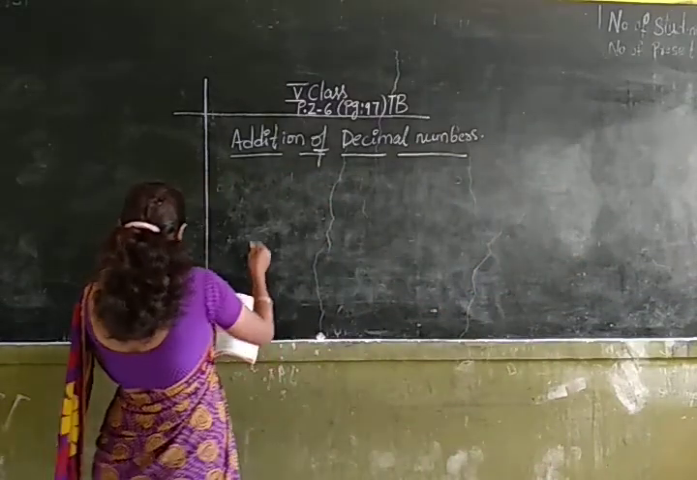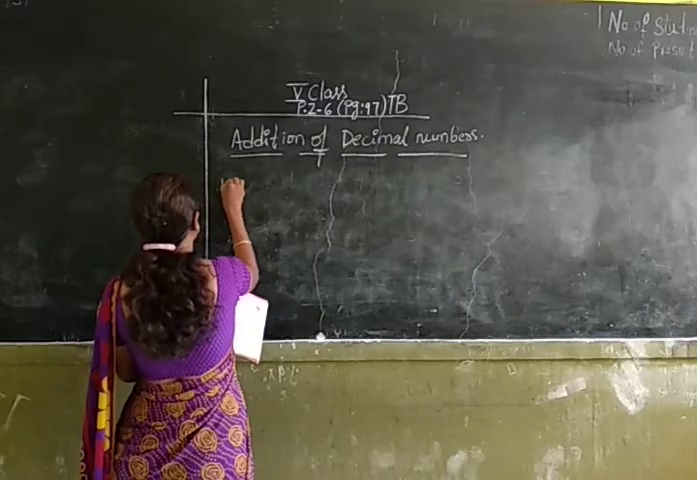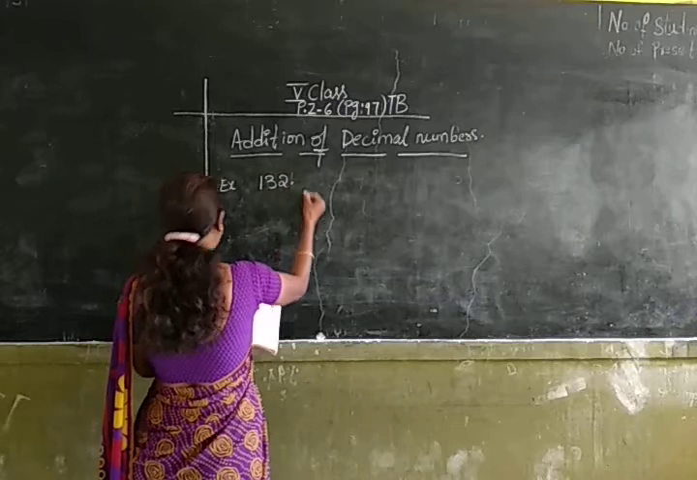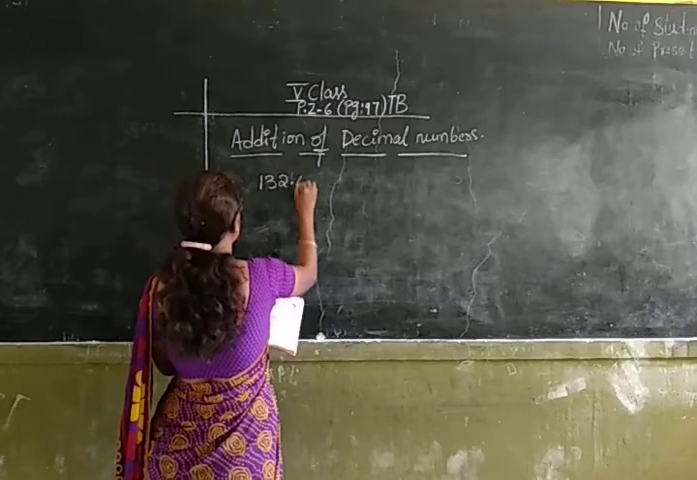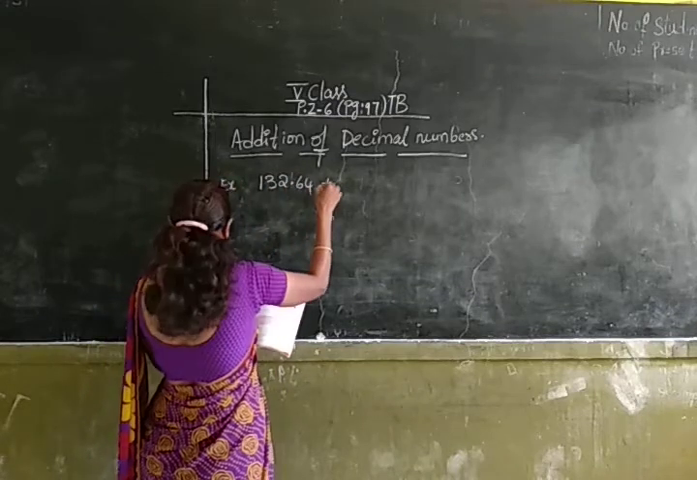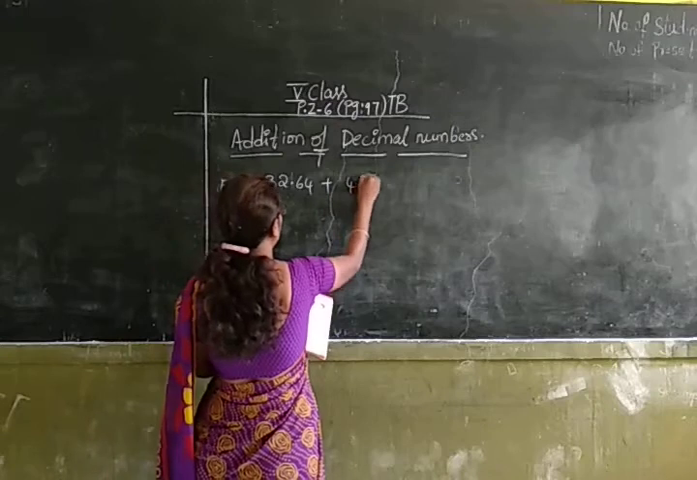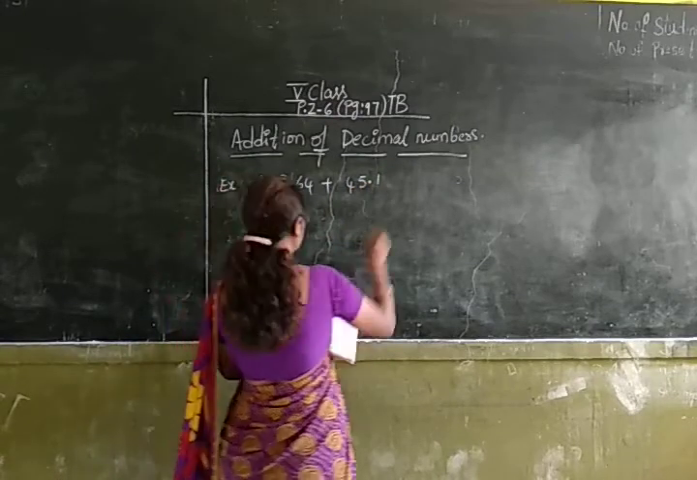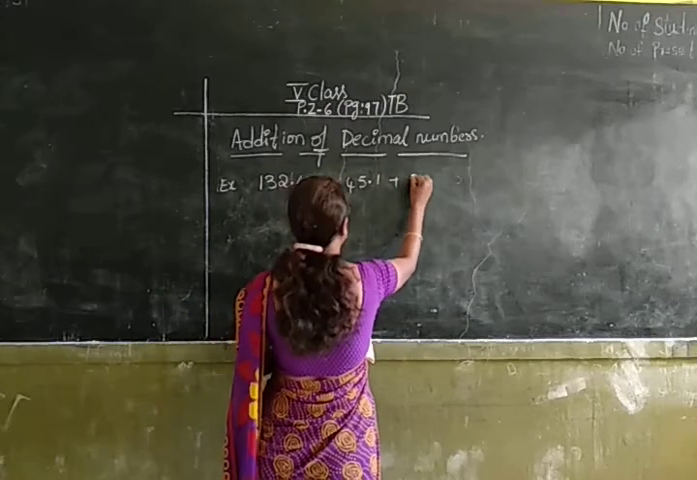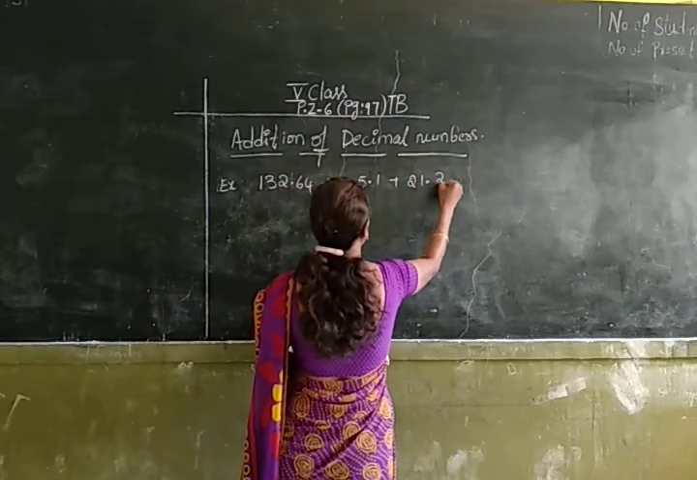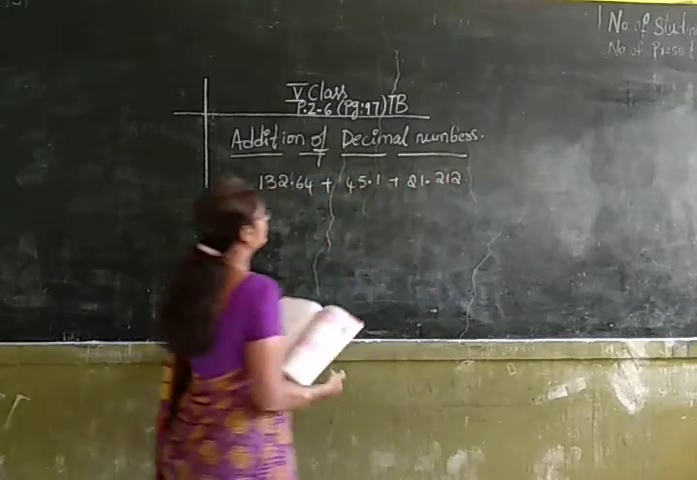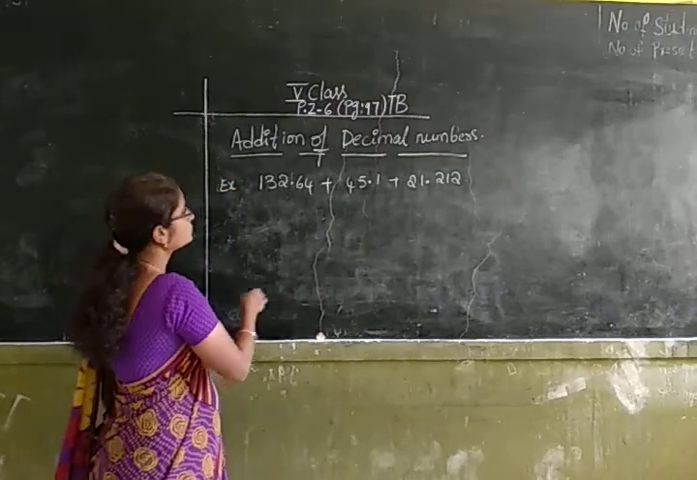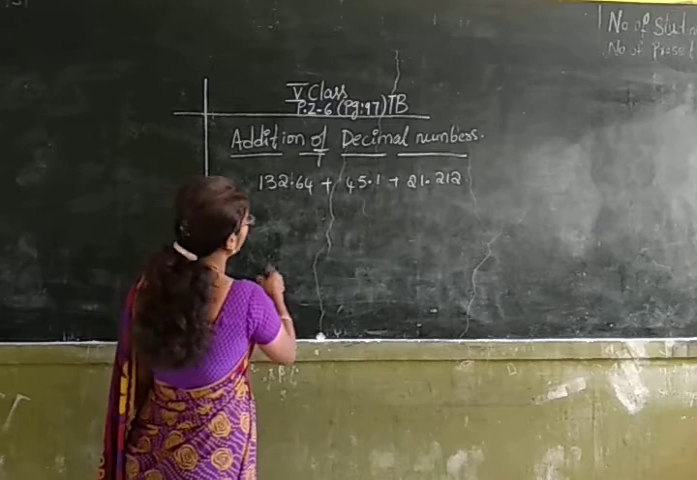Let us add 132.64 plus 45.1 plus 21.212. Now let us add these three numbers. So first we have to write the places. So let us see from which place these numbers are starting.